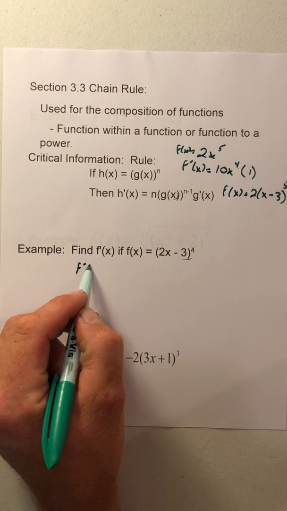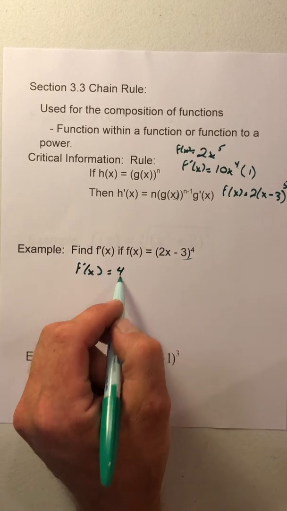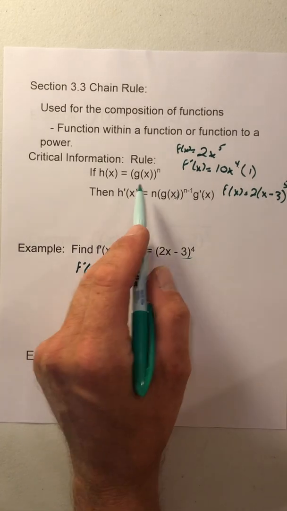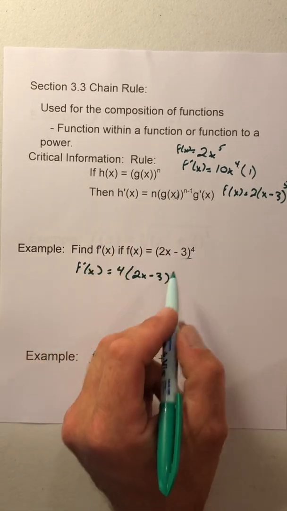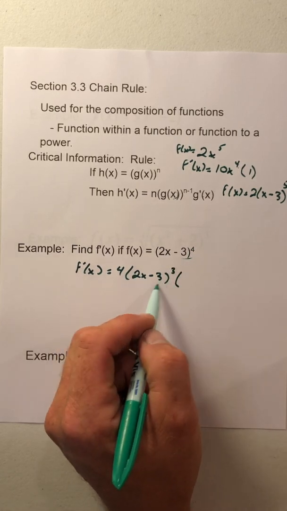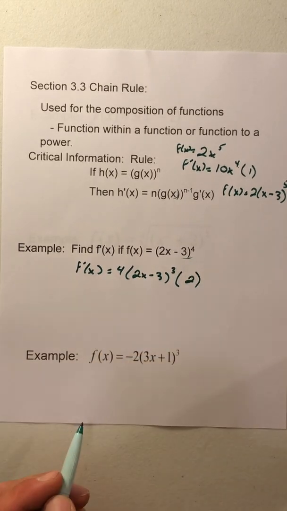So what is our derivative going to look like? So here we're going to multiply the exponent to the front. Our function is not going to change. It stays the same. Notice up here, g of x does not change. We didn't do anything with it. We're going to decrease the exponent by 1, so 3, and then we're going to multiply by the derivative of the inside there, 2x minus 3, which is 2.